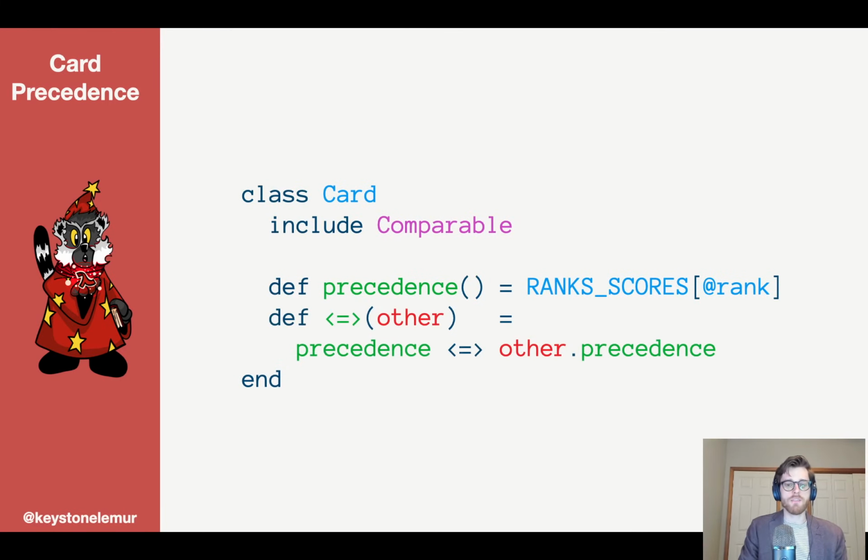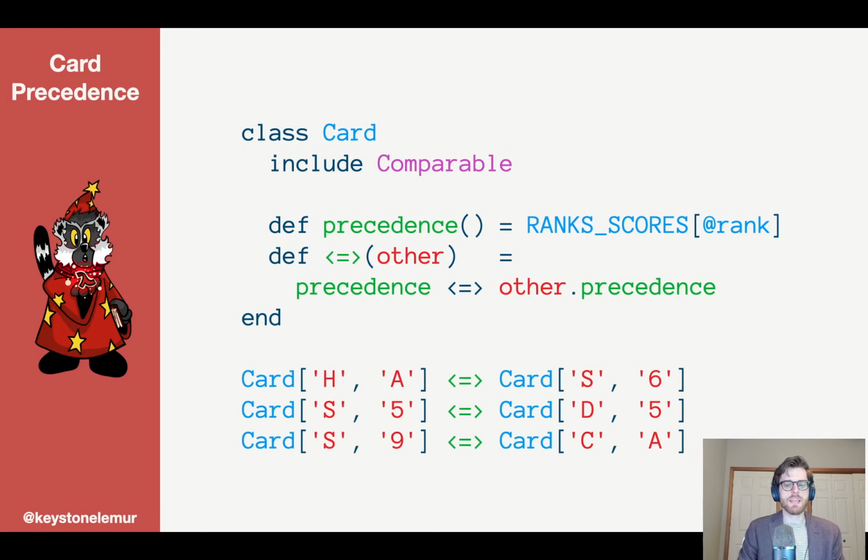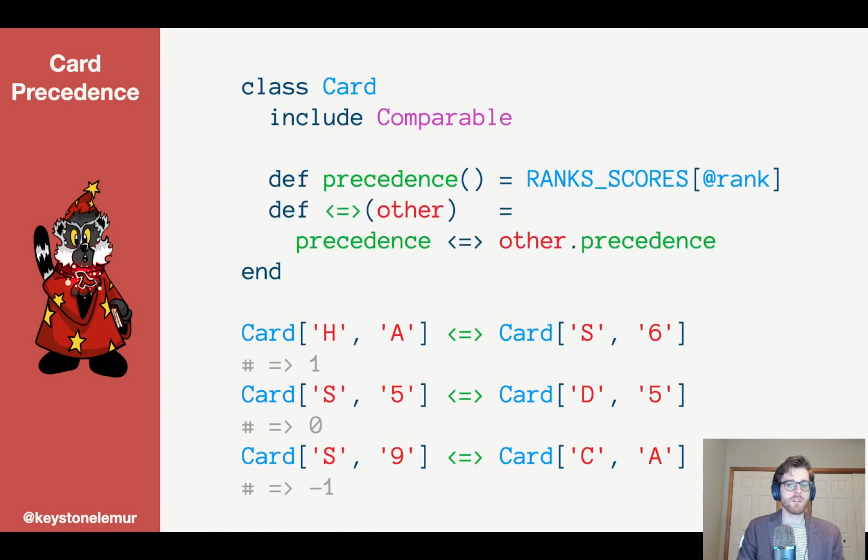Now, the interface for Comparable uses this lovely rocket ship operator to work. It takes another instance, and we can use each card's precedence to help decide which is higher, lower, or perhaps even the same. Now, how exactly does that work? Let's take a look at some of these examples here. In the first case, we have the left card being greater, giving us back 1. In the second case, they have the same rank, giving us back 0. And in the third case, the card on the right has a higher precedence, meaning that it returns back -1. This is how the rocket ship operator works.